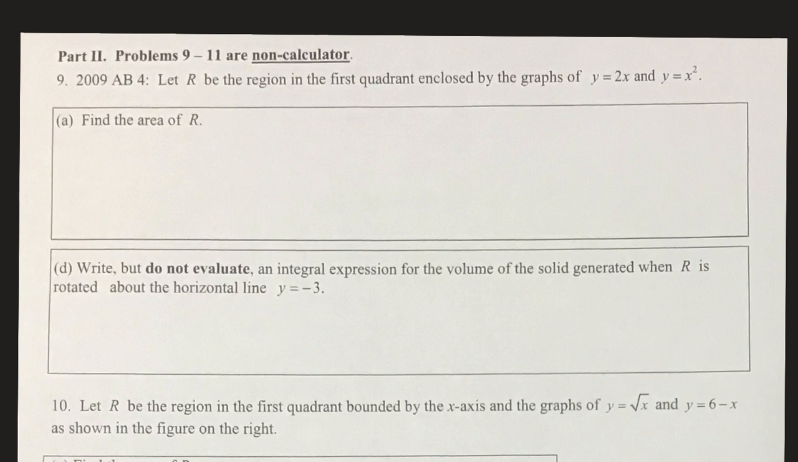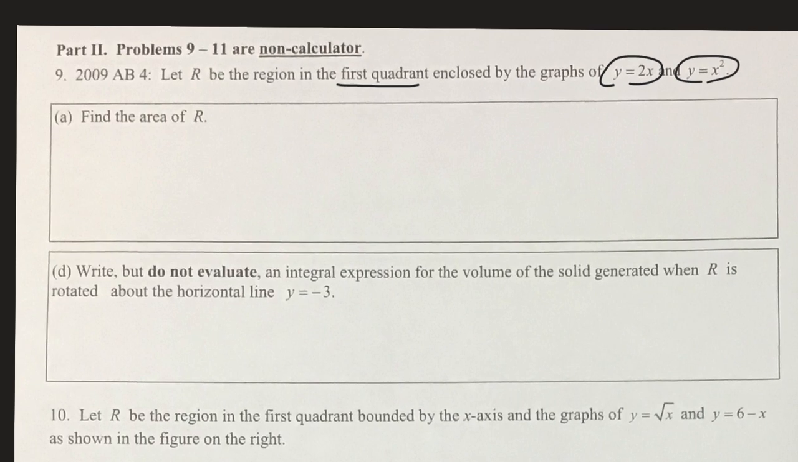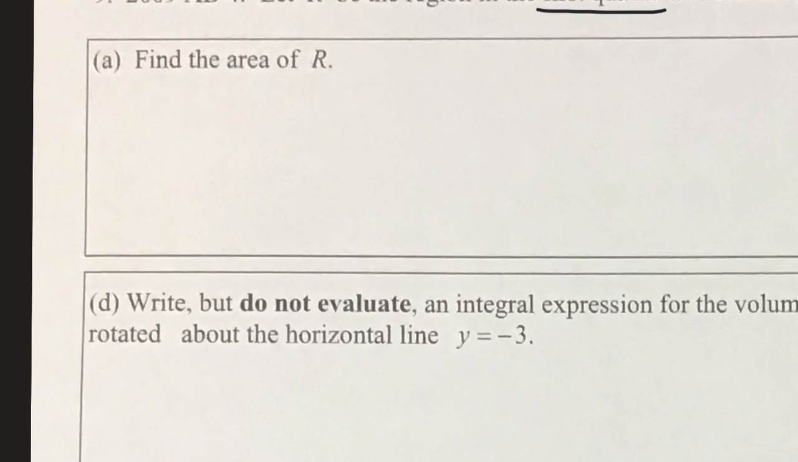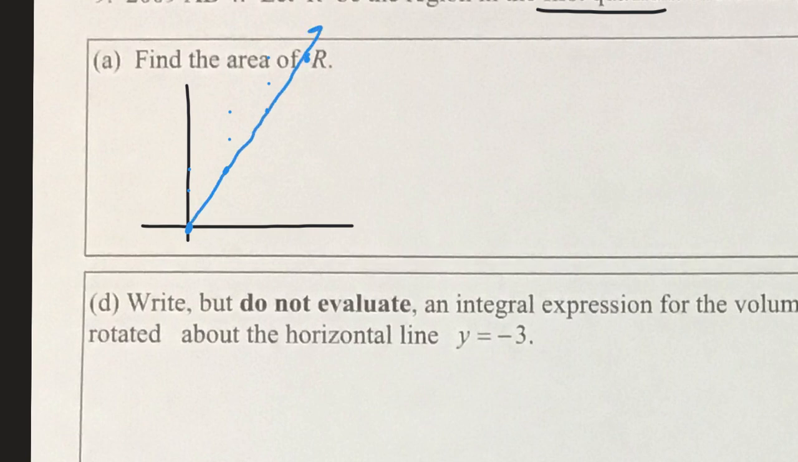So find the area of R in the first quadrant enclosed by the graph of y equals 2x and y equals x squared. Okay, so the first thing we're going to do is sketch because we need to know where these things intersect. So 2x I'm going to do in blue. That crosses at your origin and is up 2 over 1, up 2 over 1, up 2 over 1, right? So this is the graph of 2x, has a 0 y-intercept and a positive 2 slope. I'm only concerned about the first quadrant.